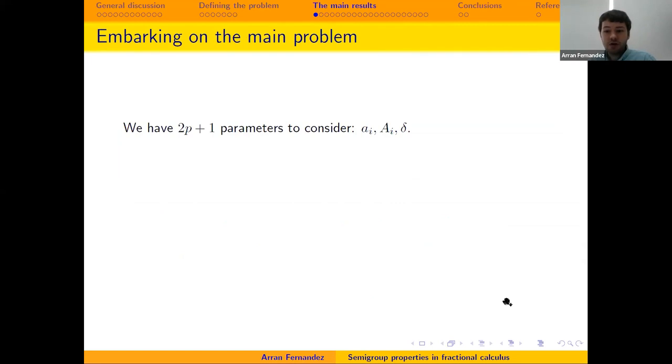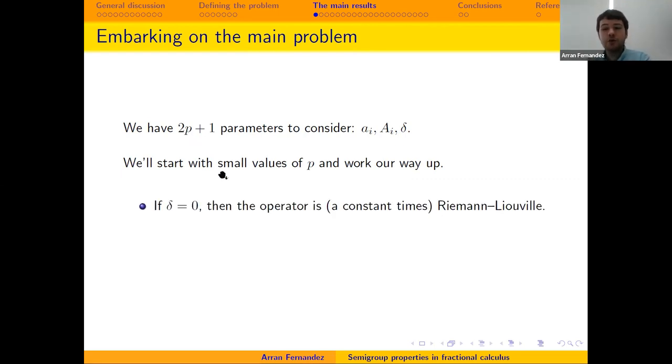So now we start on the main results of the talk. We have 2p plus 1 different parameters to consider: the little a's, the big A's, and the delta. We want to start with small values of p and work our way up. If p is small, then we have a finite problem. But of course, in general, we can have any value of p. Important fact: if delta equals 0, the operator reduces to Riemann-Liouville. So that's a trivial case.